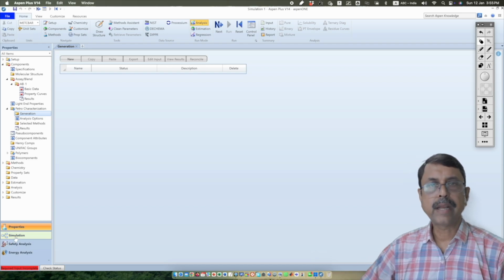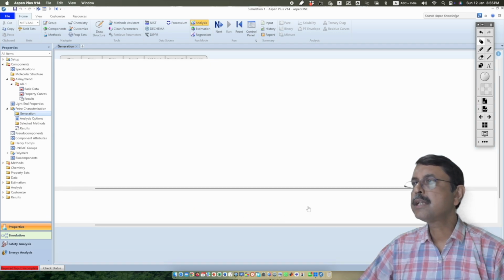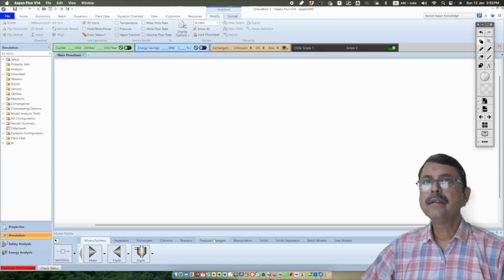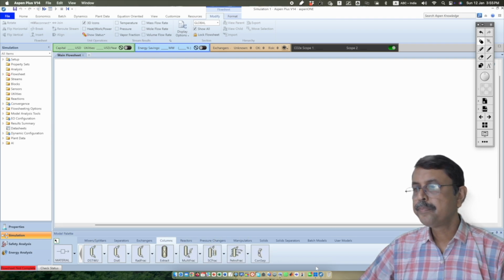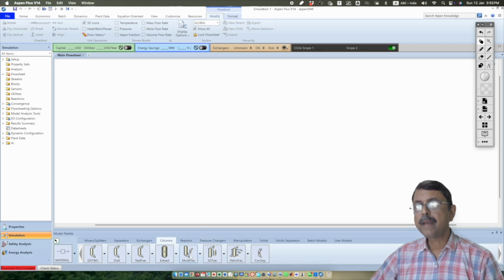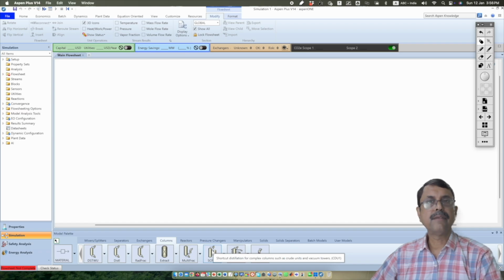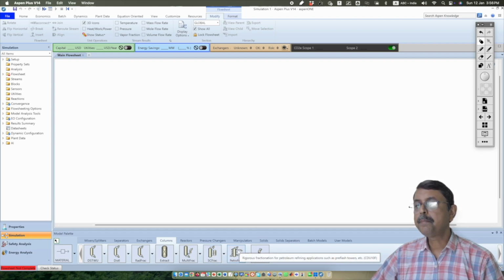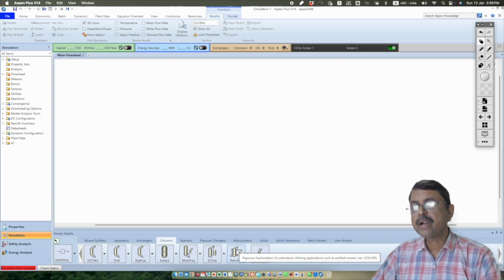So once you do this petrocharacterization, you have to go to the simulation, and in the simulation you will find the columns over here. So here you can see this is MultiFrac: rigorous fractionation for complex columns such as crude oil. So this is for multi-component distillation. And there is SCFrac, that is shortcut distillation for complex columns such as crude units and vacuum towers, both. So this is shortcut distillation. Today, we will discuss PetroFrac. PetroFrac is rigorous fractionation for petroleum refining applications such as pre-flash towers, etc.